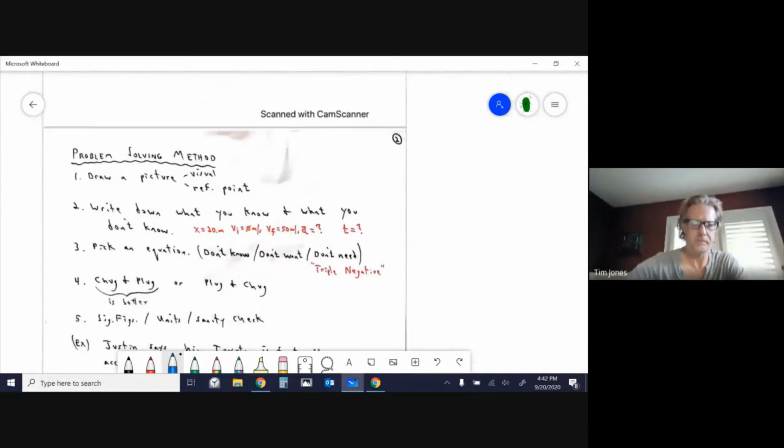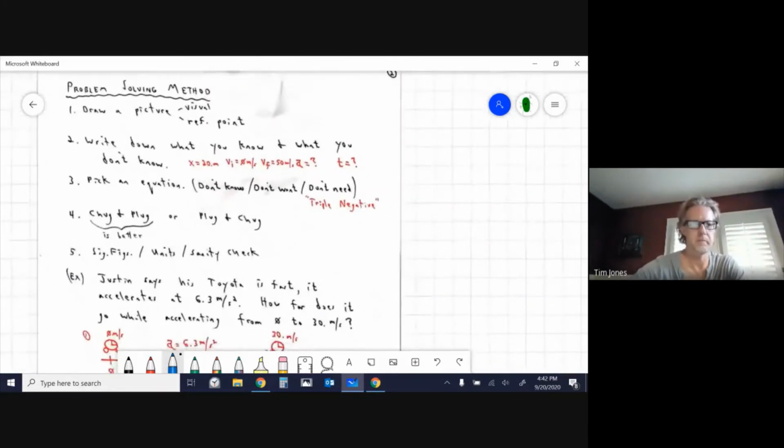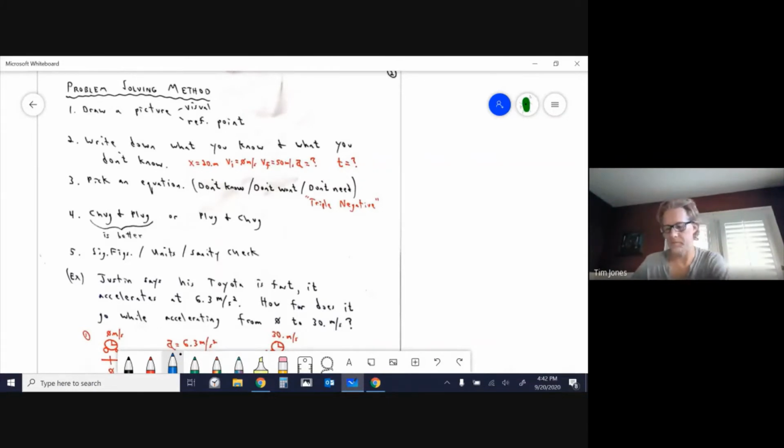Okay. A recommendation is to use this problem-solving method. It will not only help you understand what you're doing, but it will help me give you more points if something goes wrong. So first, draw a picture. It helps you visually, gives you a reference point. Then write down what you know and what you don't know. So for example, you might know that x is 20 meters, that your initial velocity is 0, your final is 50. You don't know acceleration, you don't know time. That's a good way to get organized.